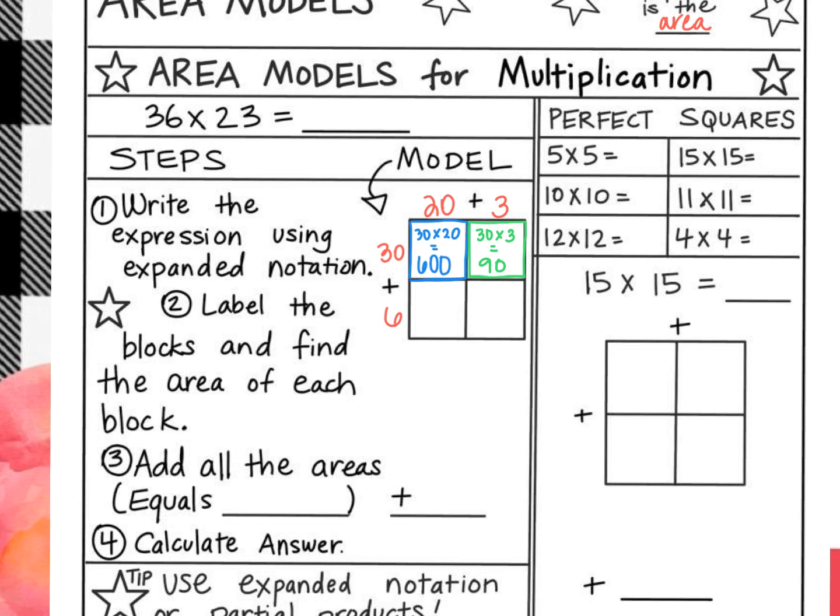Okay, now I'm going to find the area of this square down here. Oh, that one's sloppy, sorry. Okay, so I'm focusing on this number 6 by what other number? 20, because it's up here measuring this distance. So I'm doing this times this. So 6 times 20, which equals how much? 120.